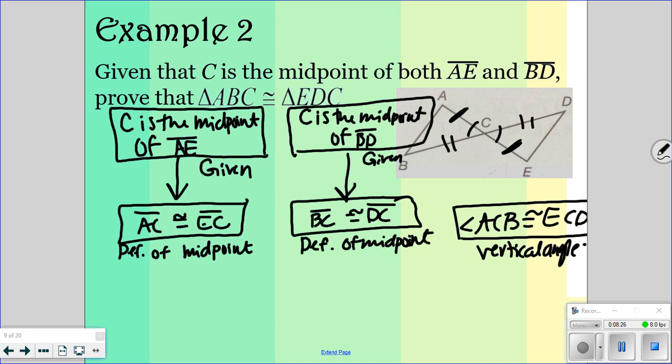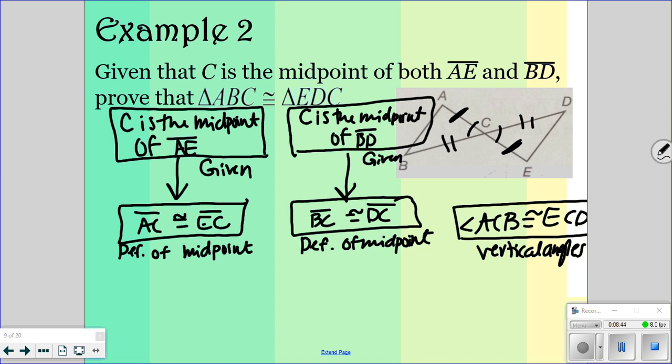So I'm not putting it underneath the other 2 or putting arrows from them to it because we don't need the midpoint information to know that they are vertical angles. That's just something that we know from the fact that we know about vertical angles.